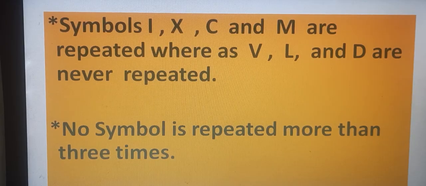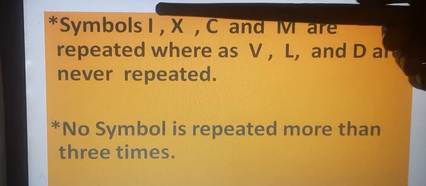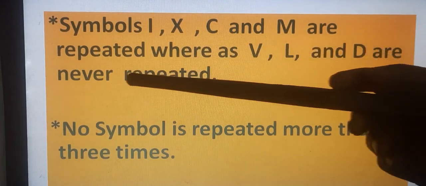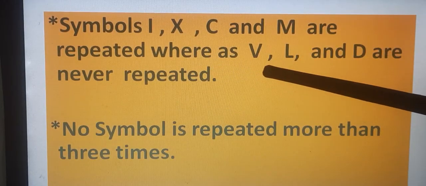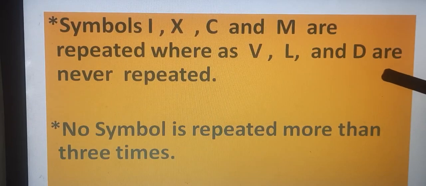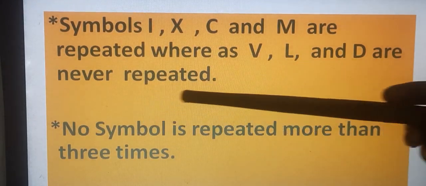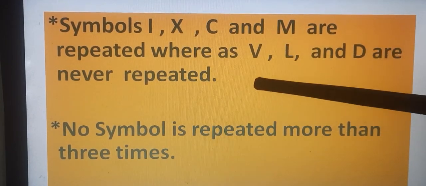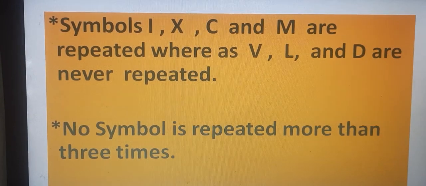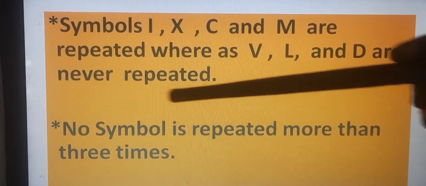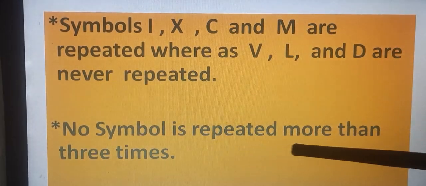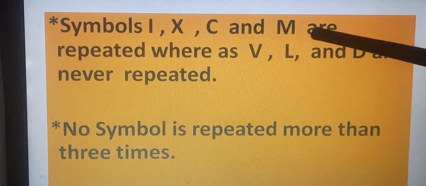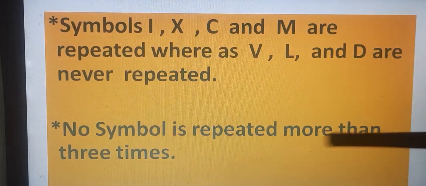The things which we have to remember: the symbols I, X, C and M can be repeated, whereas V, L and D are never repeated. No symbol is repeated more than 3 times. Now we talked about the symbols being repeated. How many times? 3 times.